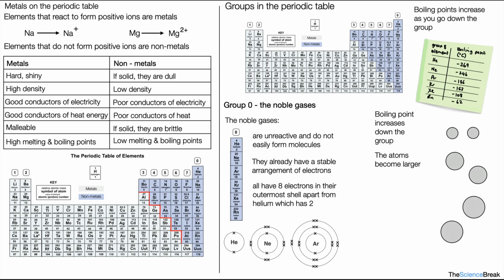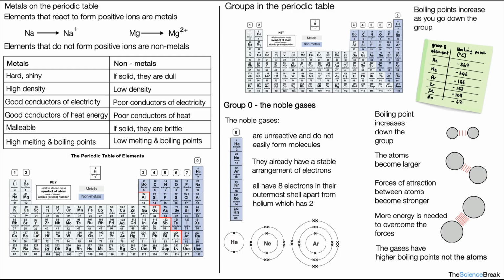You can see there, I haven't drawn the details of the atoms, but I've just given an overview or an outline of the atom. You can see they get bigger as you go down the group. The reason why the boiling points increase is because the forces of attraction between the atoms become stronger. There I've shown those in red lines, showing a stronger force of attraction between the atoms, and therefore more energy is needed to overcome those forces to separate out those atoms. Therefore the gases have higher boiling points as you go down the group. Remember, it's not the atoms that have a higher boiling point, it's the gases that have the higher boiling points.